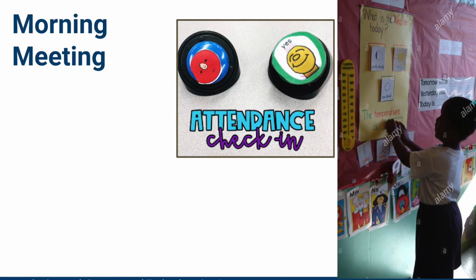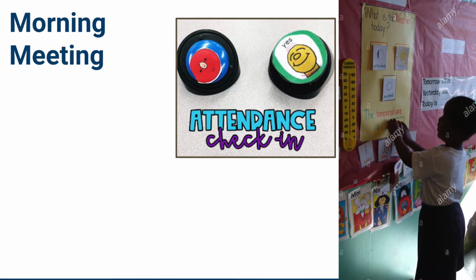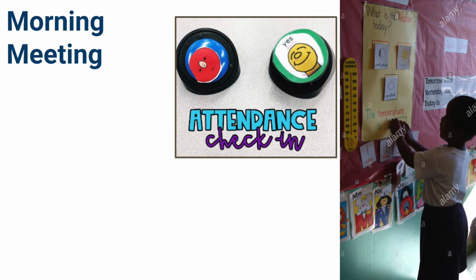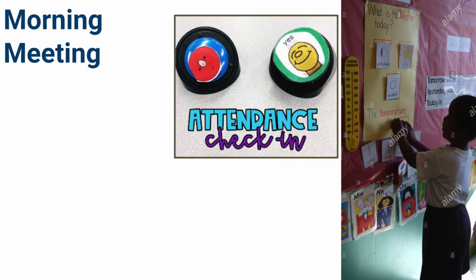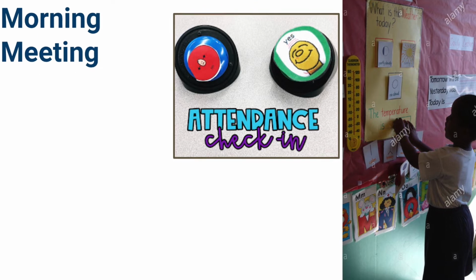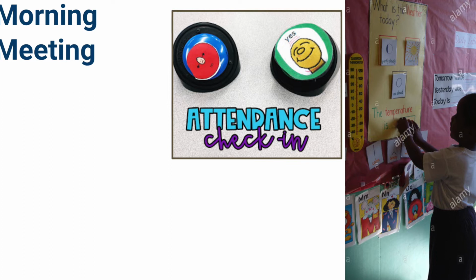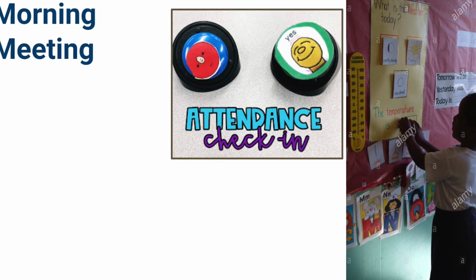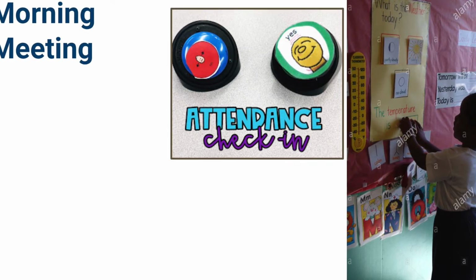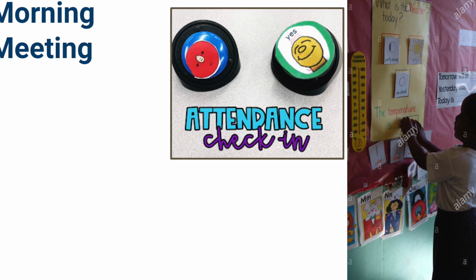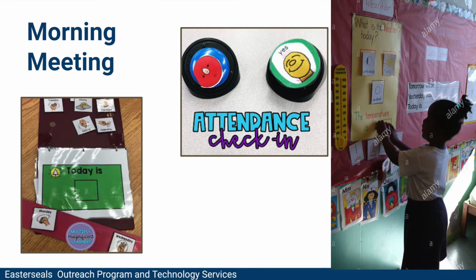Uh-oh, Johnny's AAC device isn't charged, so he can't say his name or tell who is here today. Are there visuals somewhere to support Johnny when this happens? Next, we move to the calendar. What's the date? What day is it? And what month is it? What year is it? How do students answer those questions? Are they given a choice?